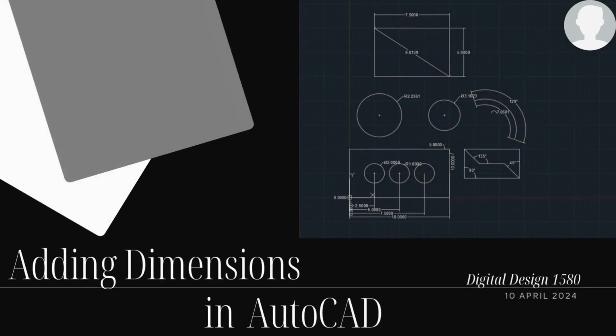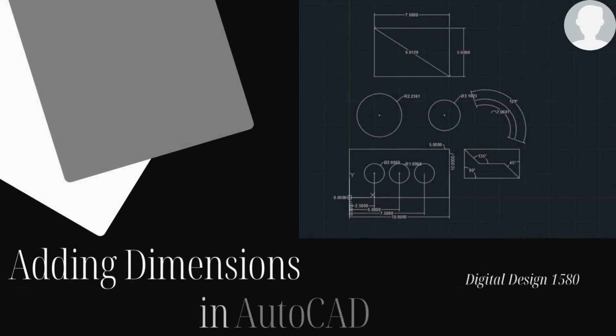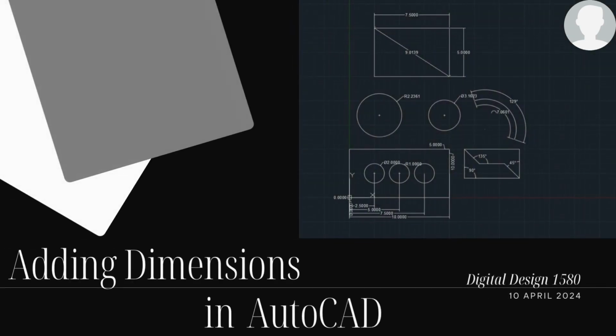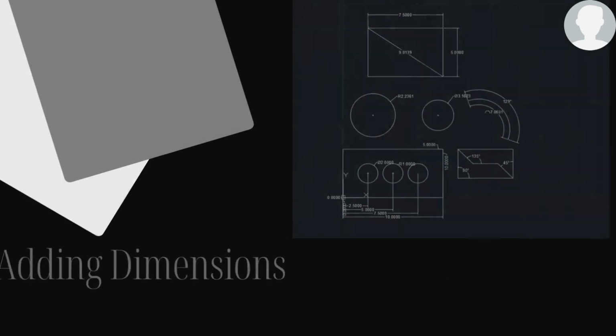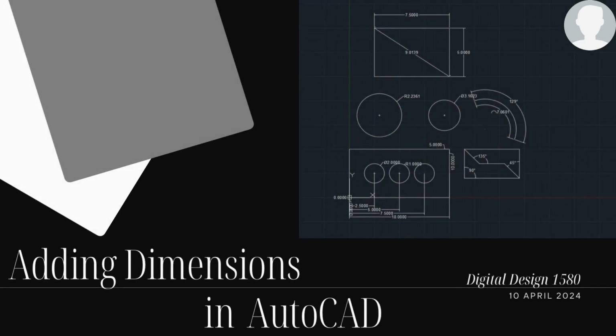In this video, we will be demonstrating how to add dimensions to your AutoCAD project. In this outline, we will be adding dimensions to straight lines, circular lines, the dimensions of both the radius and the diameter, and angles, as well as showing you how to edit the size of the text and the arrows.